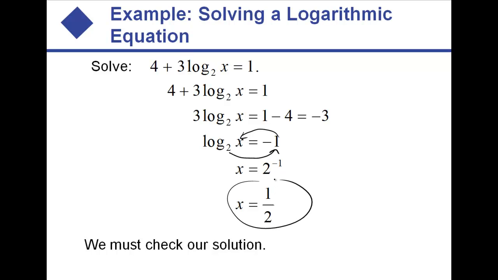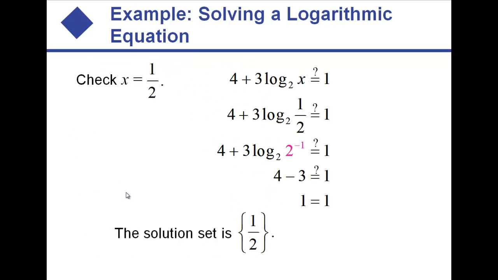Now you always have to check your answers with logs. It's just like when we take x squared equals 4, and you take the square root of both sides, and you get x equals plus and minus 2. And sometimes, depending on the context of the question, maybe the negative 2 doesn't work, and so you end up just saying x equals 2. Same thing with logs, because we know logs are only defined for positive numbers, right? Their domain is greater than 0. We have to check things. So we plug in the 1/2, do all the work, 1 equals 1, it's good to go.